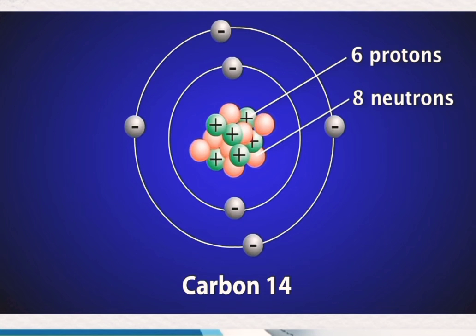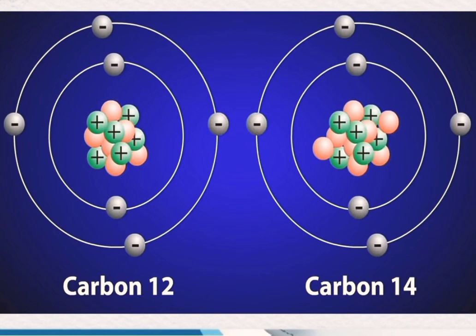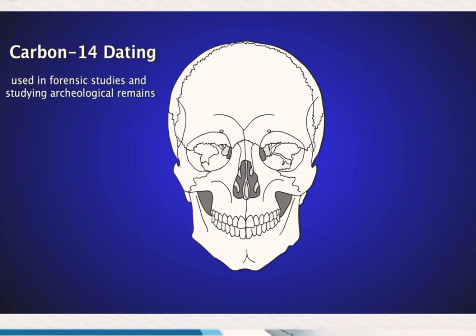In some cases, isotopes may be unstable or radioactive. Radioactive atoms emit energy or subatomic particles in order to return to a stable state. This is the case with carbon-14. Radioactive carbon-14 has a number of applications in science. Since carbon is found in all living organisms and the decay rate is well documented, we can use carbon-14 as a way of dating how old a sample of tissue may be by comparing ratios of carbon-12 and carbon-14. Carbon-14 dating is commonly used in forensic studies and in studying archaeological remains.